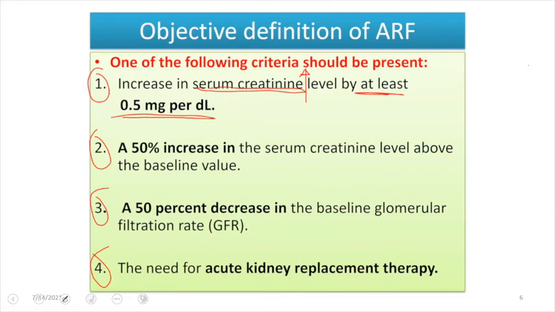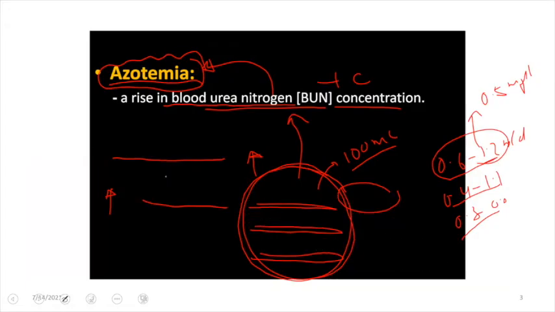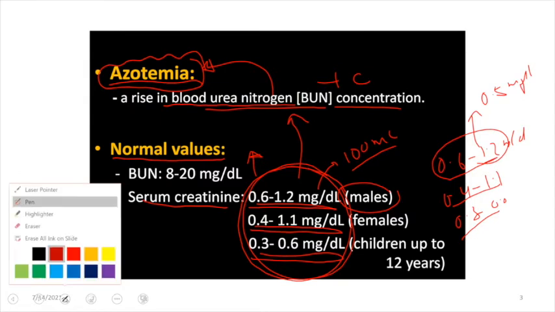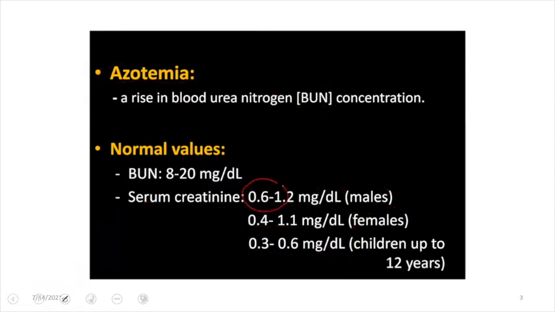So the next criterion is that there should be at least a 50% increase in the serum creatinine level above the baseline value. As I've discussed in this slide, we can see that the baseline level of creatinine is 0.6 in the case of males, 0.4 in the case of females, and 0.3 in the case of children.